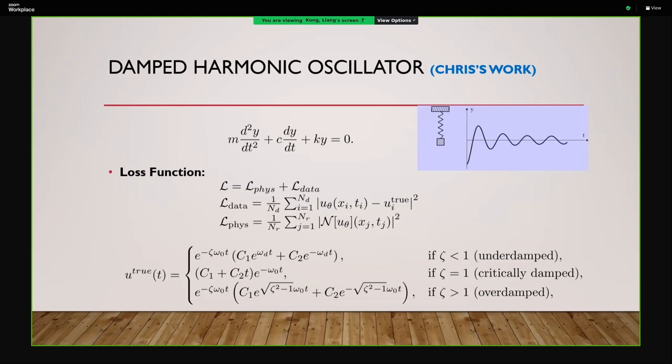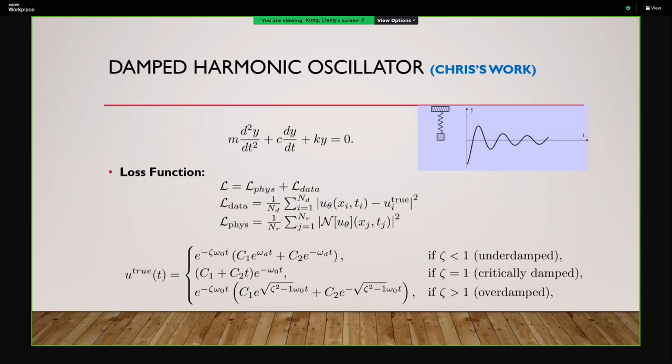Okay, so this is work done by Chris, and this function is a damped harmonic oscillator equation. This equation models the phenomenon of a mass on a spring moving up and down. This has been damped. This is the equation itself, and we basically add a physics loss here. What's the physics loss? It is represented by U theta, which is our neural network. I want this neural network to satisfy our equation, right? If I plug my neural network into the equation, and this is not equal to 0, this is not a solution. If this is equal to 0, it is a solution, right?